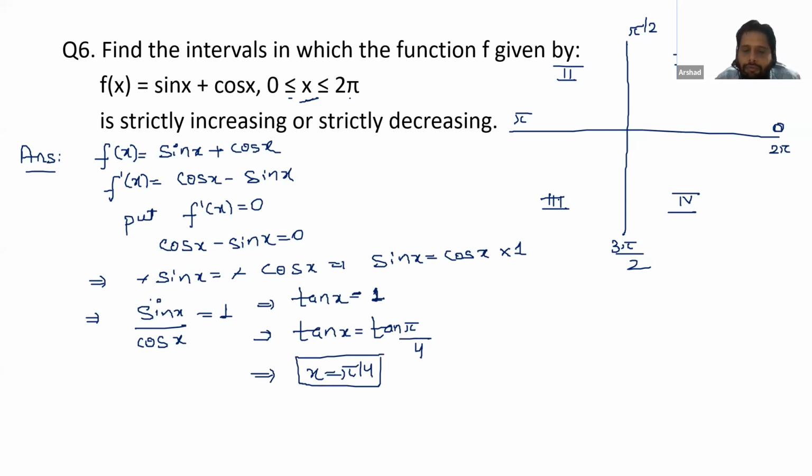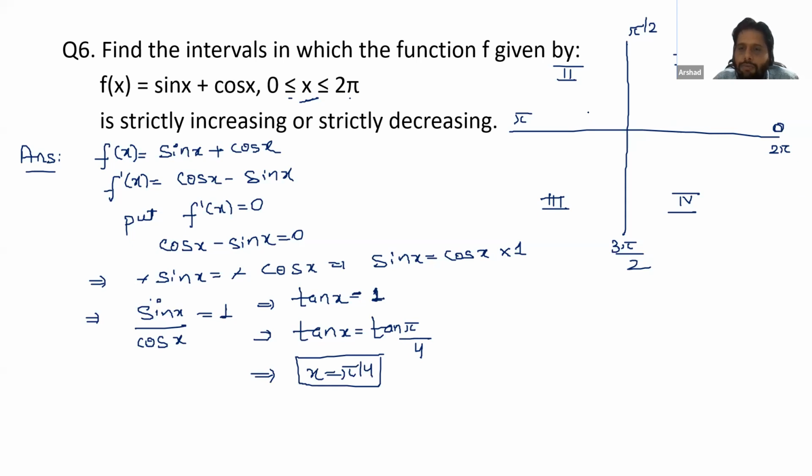Seth, this pi by 4 lies in which quadrant? First one, very good. We have already done the inverse, so you tell me the correct answer. In the first quadrant, very good. Pi by 4 will lie here. Seth, we have 4 quadrants.